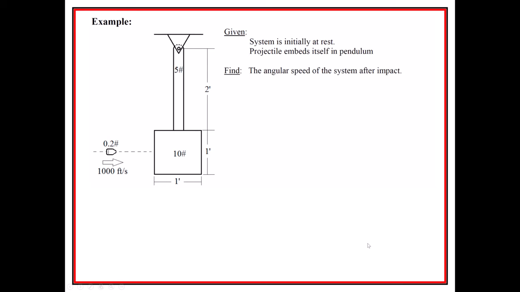Okay, here's a second example for class 24. I think I might have fixed some things that are wrong with it, but let's take a look at it anyway. So we have a projectile. This is a ballistic pendulum problem. It's 0.2 pounds, traveling at 1,000 feet per second, and we want to find the angular speed of the system after the impact. This bullet is going to embed into this 10-pound block that has a 5-pound rod attached to it.